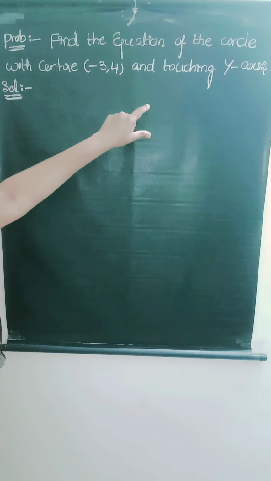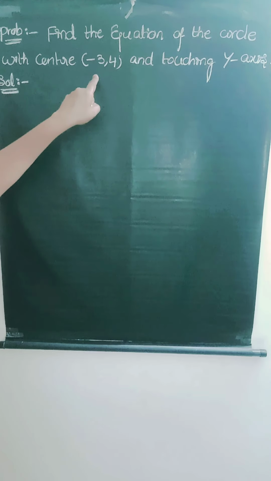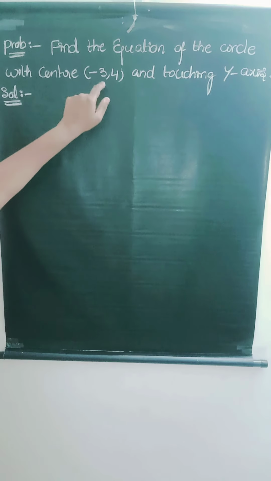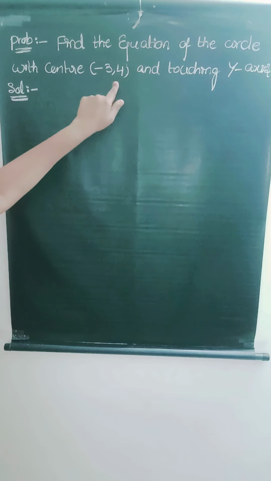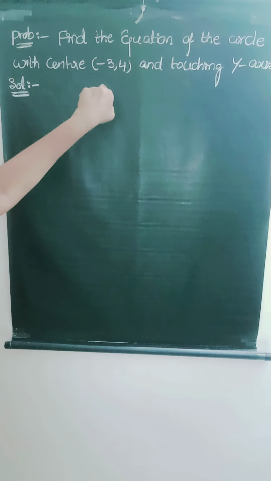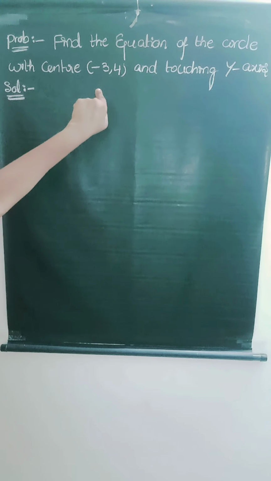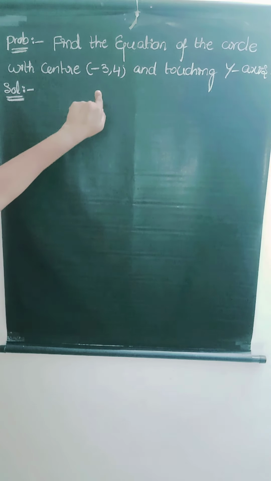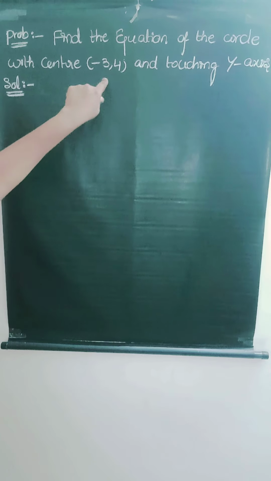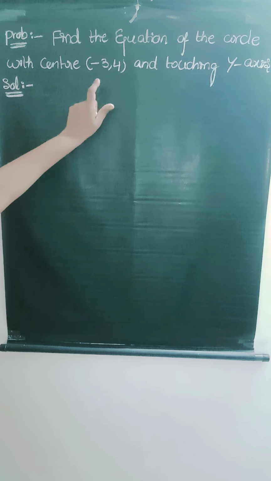Find the equation of the circle with center minus 3, 4 and touching the y-axis. We want the equation of the circle. The center is given: minus 3, 4. So we use the formula x minus h whole square plus y minus k whole square is equal to r square to find the equation. The center h comma k is already given. Now we want the value of the radius.